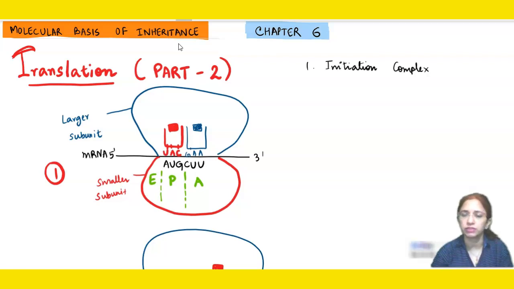In the previous video, we have read about translation. Now in this video, we will complete our translation process because we are still left with elongation and termination. In the initiation process, we have seen that the initiation complex was formed. The initiation complex has a functional ribosome, messenger RNA is also there, and charged tRNA is also there, attached at the P site.